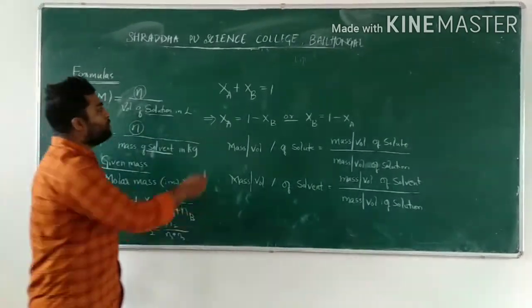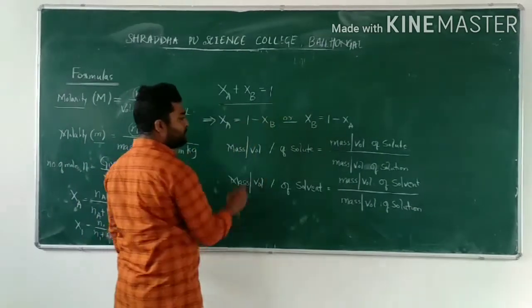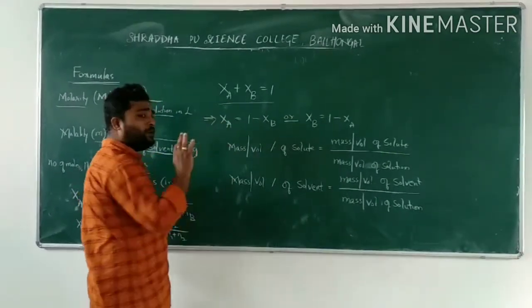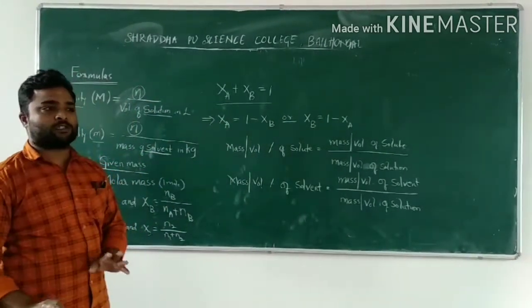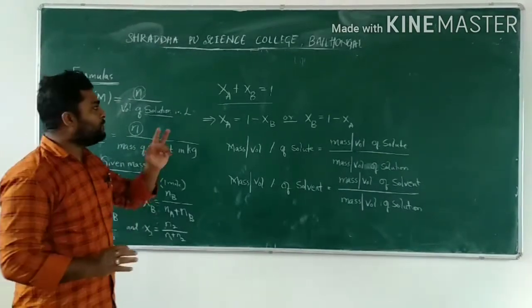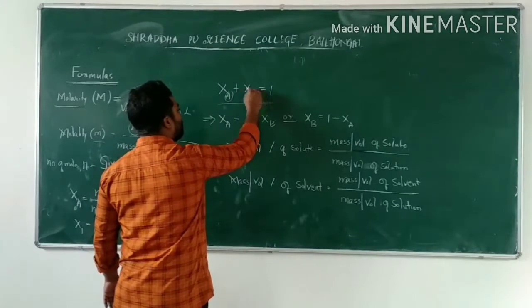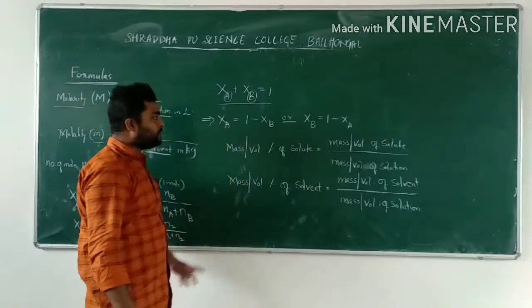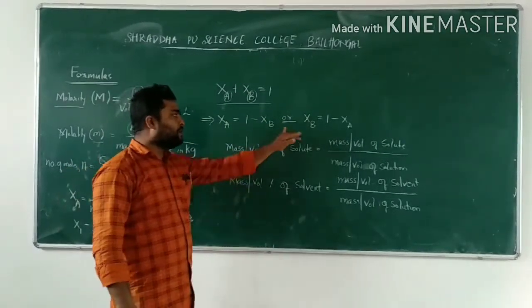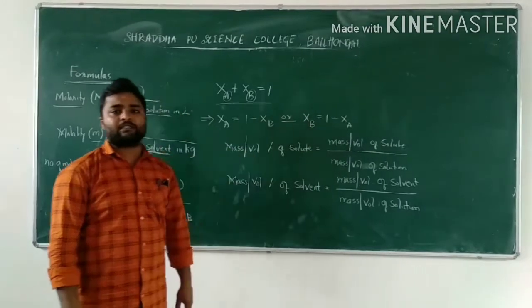Then next, you know that the sum of the mole fractions is equal to 1. Since you are only discussing binary solutions, that means solutions which have two components, I am considering only two components, that is component A and B. Therefore, Xa is equal to 1 minus Xb, or Xb is equal to 1 minus Xa.